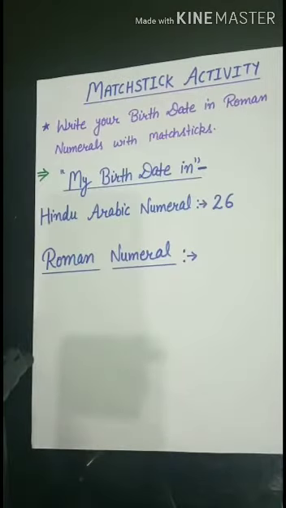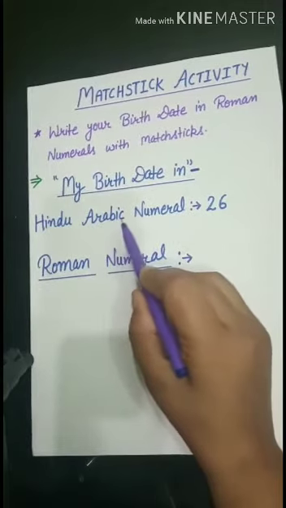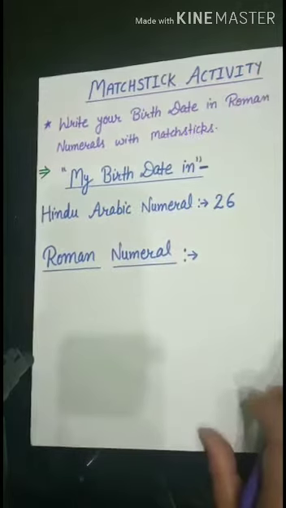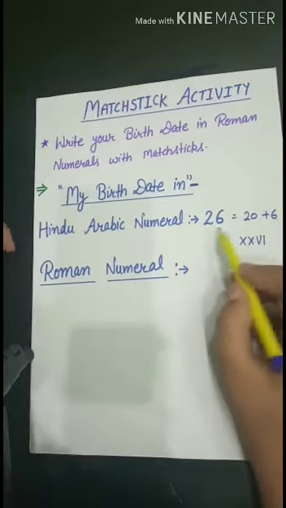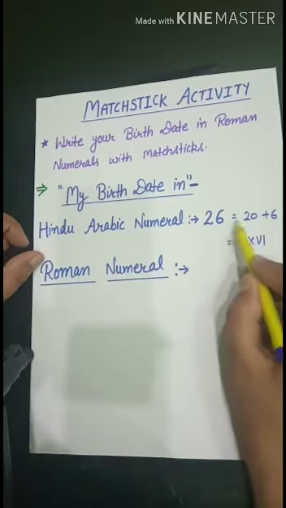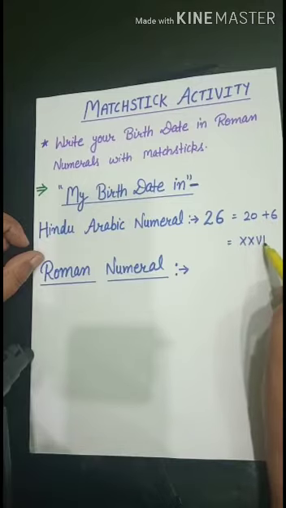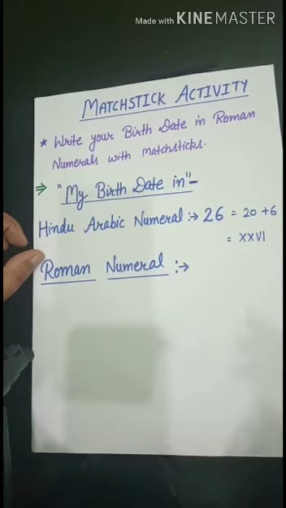आपने अपनी birth date को Roman numeral में matchstick की help से लिखना है. Clear. So first of all, we will write the birth date in Hindu Arabic numeral. For example, my birth date is 26. So I have written my birth date in Hindu Arabic numeral first. That is 26. Now I will write this in Roman numeral with the help of some matchsticks. Now 26 ka Roman symbol kya hota hai? 26 ko hum aise likh sakte hain 20 plus 6. 20 ka symbol XX and 6 ka symbol VI. So I have to write XXVI with the help of matchsticks.